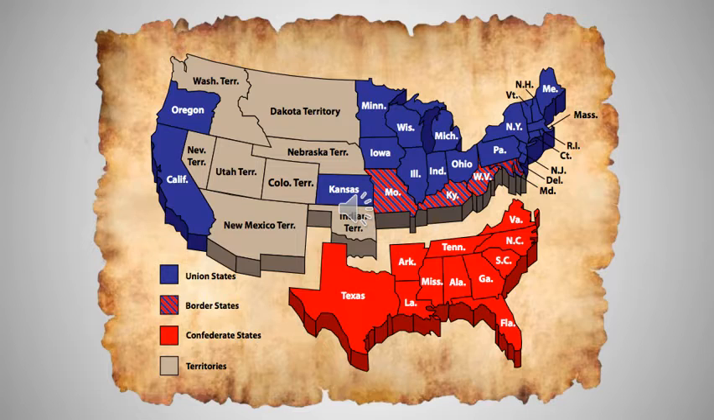Now, we are going to work on this activity for about 10 minutes. You each have a handout with a small copy of this map. Please work in your table groups to locate, identify, and map out the Union states, the border states, and the Confederate states on your worksheet.